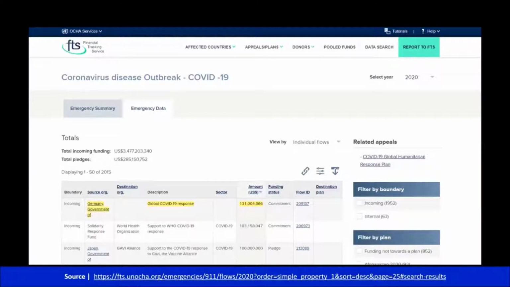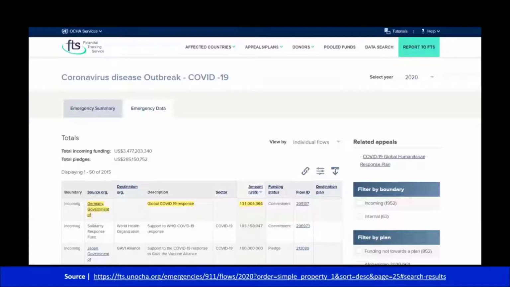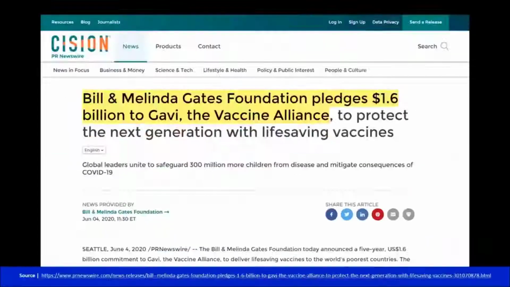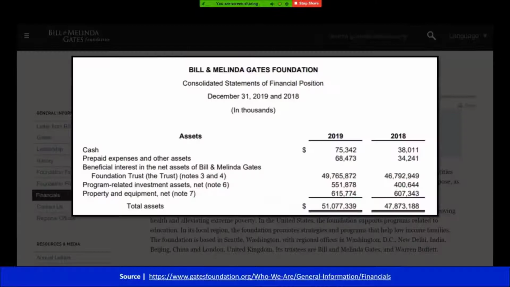So if we take a look, the #1 donation was by Germany. So the government of Germany donated $131 million. So Germany gave a total of $131 million to the COVID-19 Disease Outbreak Disaster Fund. Bill Gates didn't show up until 1,251 on this list. Now, if you remember from the WHO piece that I showed you a couple slides back, he was above Germany, okay? Germany was 358. So he definitely has the money if he wanted to make a donation that was considerable to what Germany made, okay? But what was his donation?